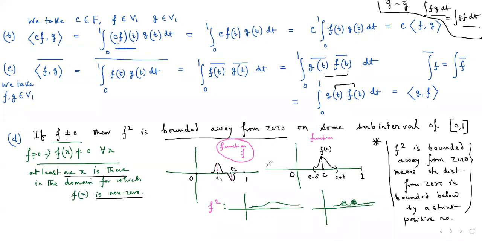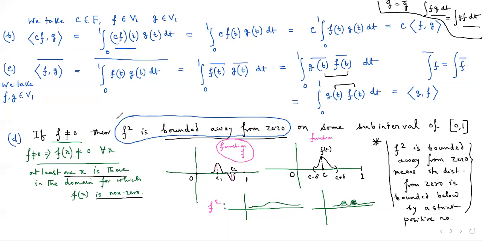My point is that this is what we actually mean by the statement that the function f square is bounded away from zero. I am trying to make you understand the statement that f square is bounded away from zero. What do we mean by that? Okay, so this is the meaning for a real valued continuous function.